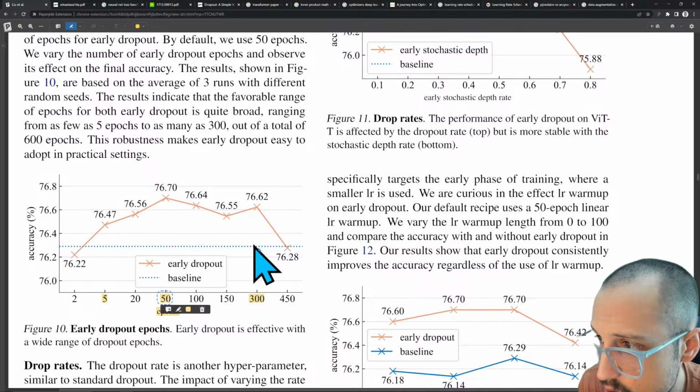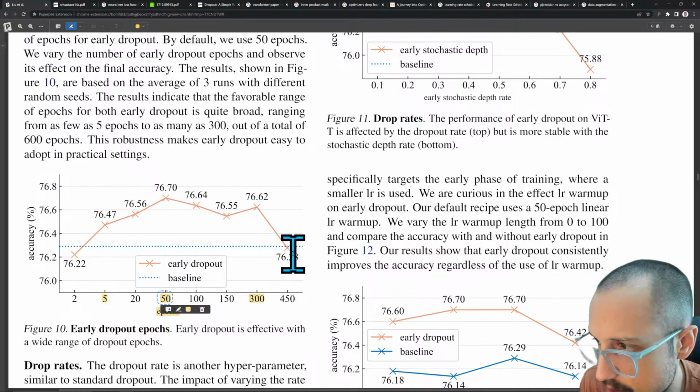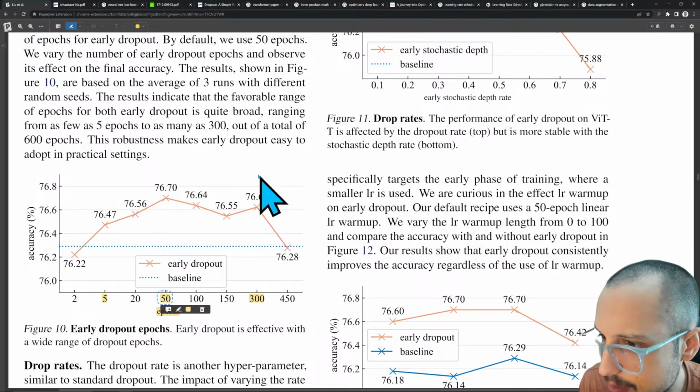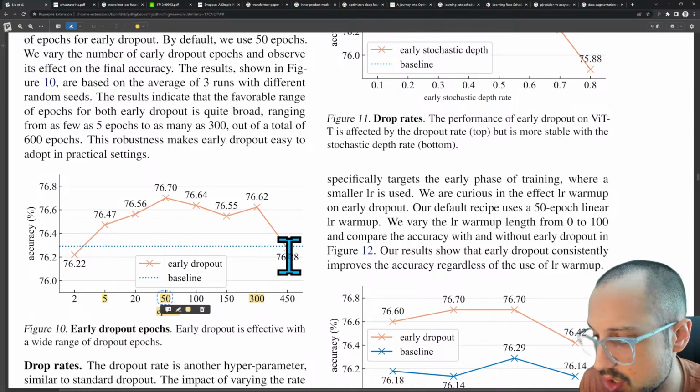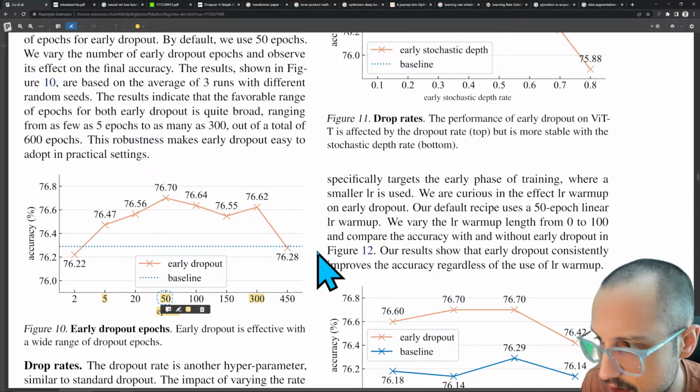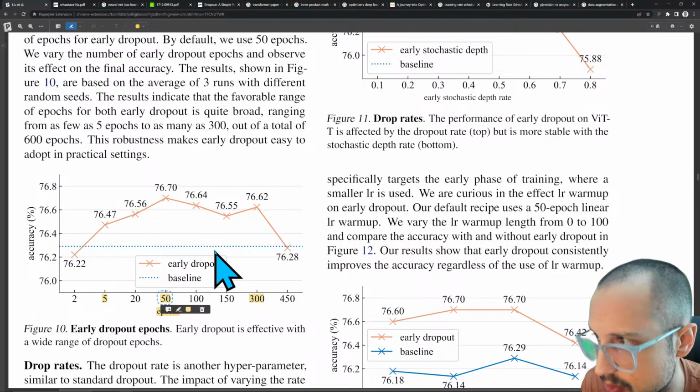But in these kind of U-shaped curves, right, the shape is going to depend on the problem, on the model, on the data set. So anytime you see these U-shaped curves, it means that there's some optimal value for that hyperparameter, which means that you're going to have to spend the extra compute to sweep over the values of this hyperparameter to figure out what the optimal value is.